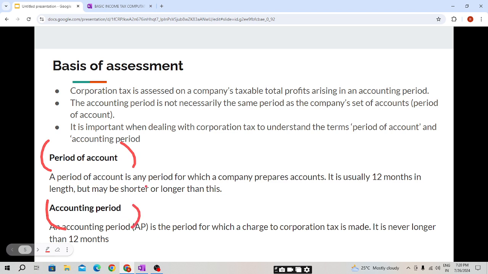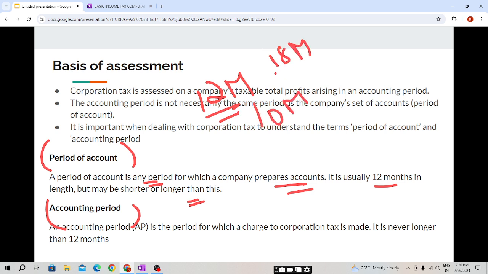A period of account is any period for which a company prepares accounts. It is usually 12 months in length, but may be shorter or longer than this. So students, period of account means any period for which the company prepares the accounting books. This period of accounts will usually be 12 months, as most companies prepare 12 months books, but this can either be short or long. I hope the period of account is clear.